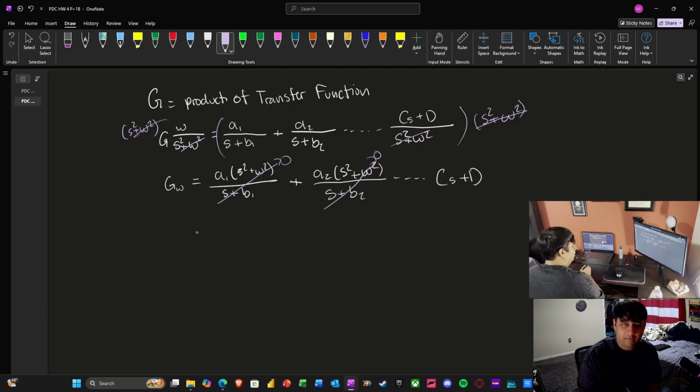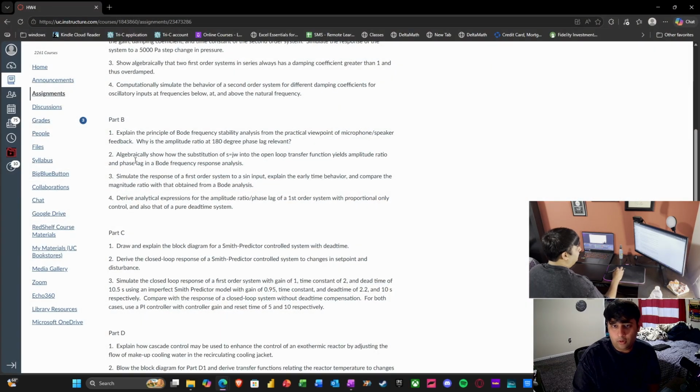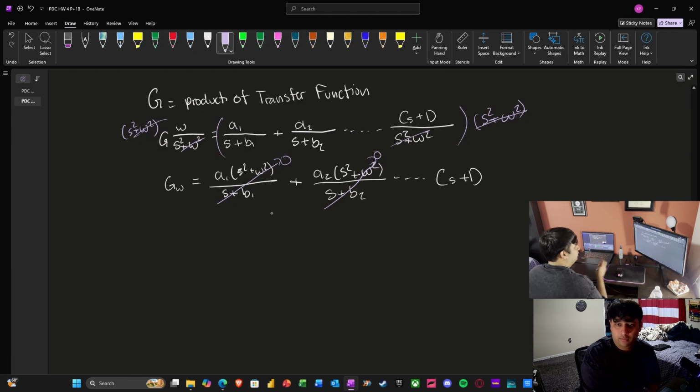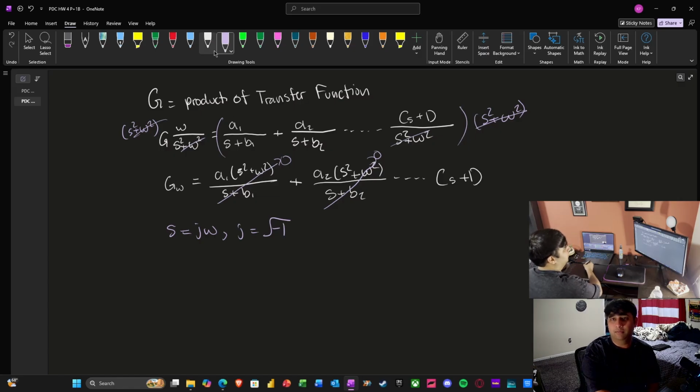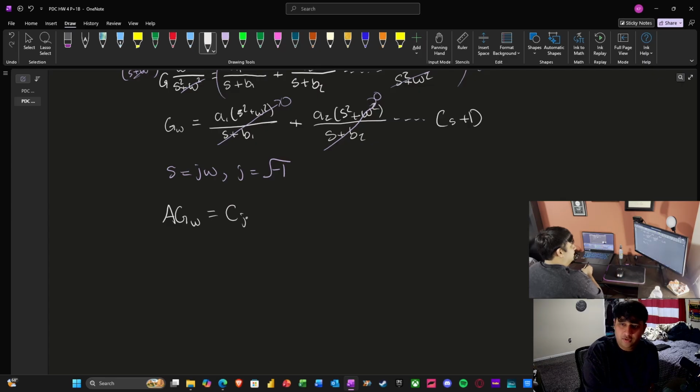And as stated in the problem statement, our s will be equal to jω. So we're going to make s equal to jω, and also j equals the square root of -1, or in this case, imaginary numbers. So what we're going to be left with is A times G(jω), which equals C times jω plus D.